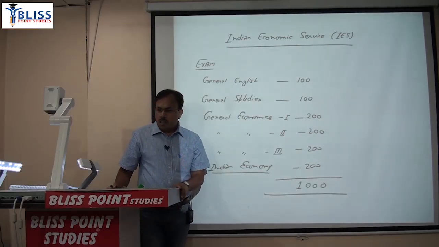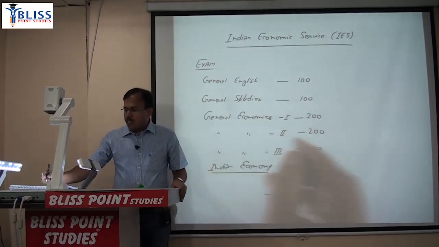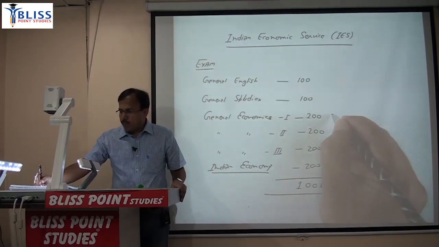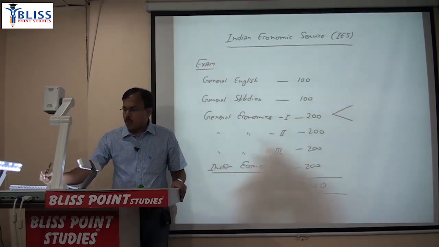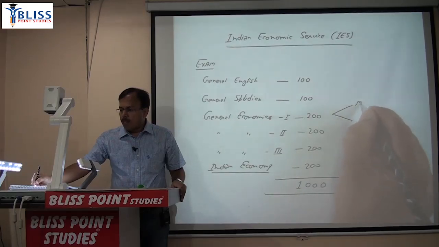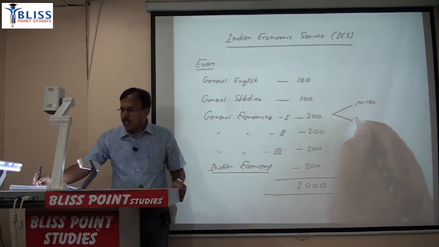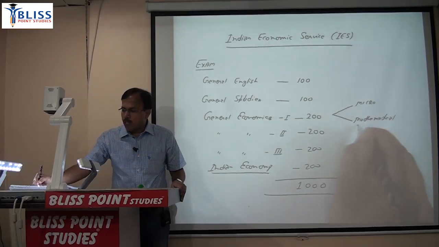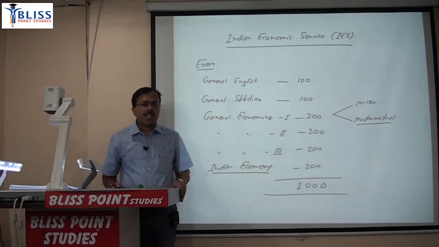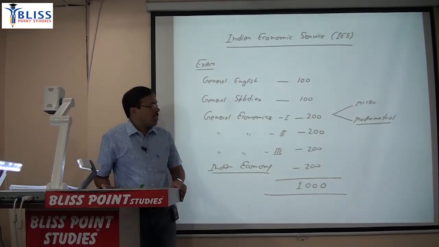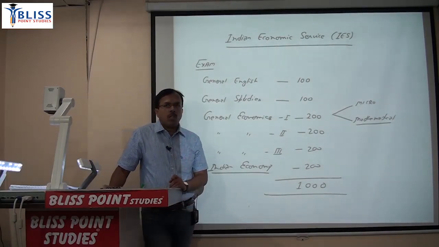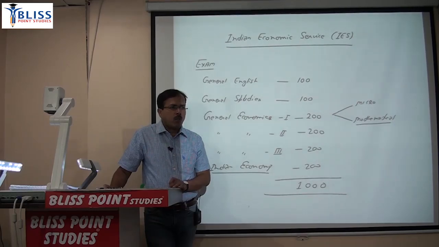Okay. Now this general economics 1 you can divide further into broadly 2 parts. General economics 1 will be the micro part and the other you can say the mathematical part. The mathematical part will include maths, stats and econometrics, and the micro part will include consumer theory, production, cost, and there will be numericals based upon that also.